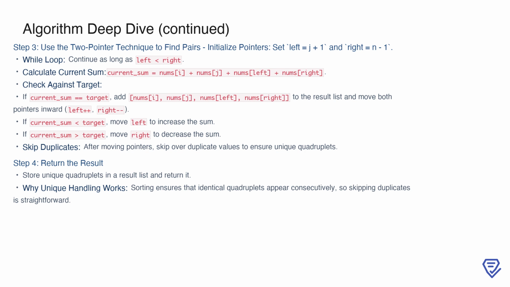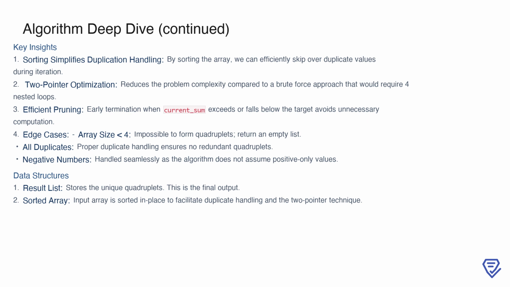Conversely, if the current sum is greater than the target, we move the right pointer to the left to decrease the sum. To ensure uniqueness, we skip over duplicate values after moving the pointers. This step is made efficient by the initial sorting of the array, which groups duplicates together, allowing us to bypass them easily. Finally, once all valid pairs are found for the fixed elements, we proceed to the next iteration of the loops. The algorithm relies on several key insights to achieve its efficiency.